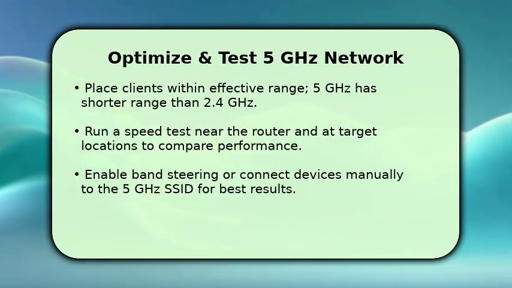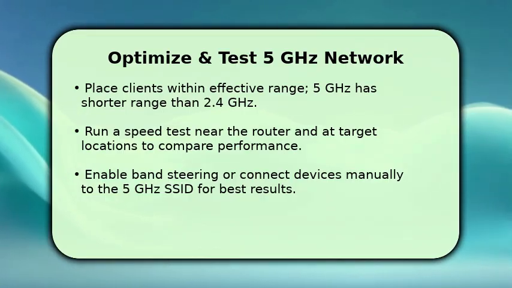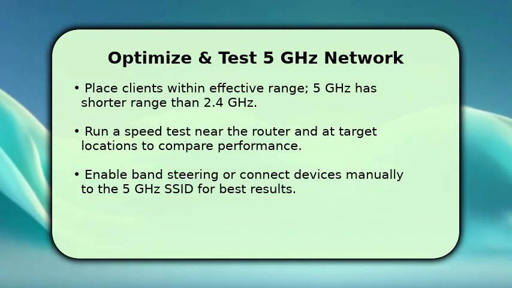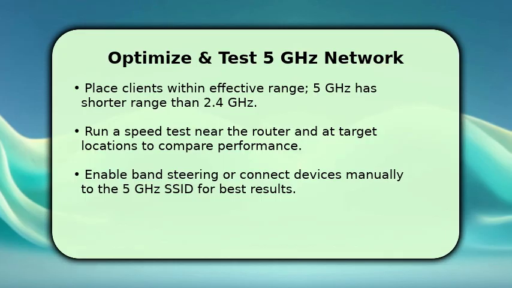metrics. If available, enable band steering to encourage compatible devices to use the 5 GHz band automatically for best performance. Manually connect stationary devices to the 5 GHz SSID and adjust transmit power or channel selection if interference appears.